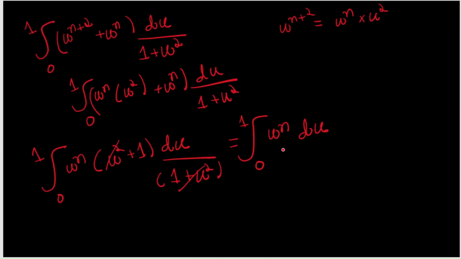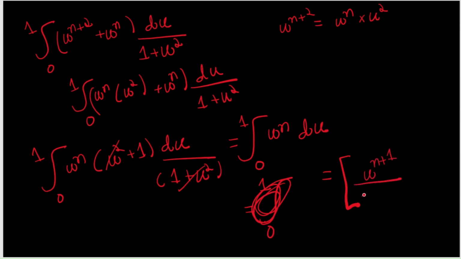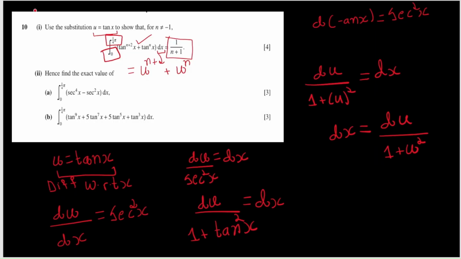Now I'm going to integrate this u^n du. We simply do the simple integration: u^(n+1) over n plus 1, from 0 to 1. Let me move to the next slide, applying limits.